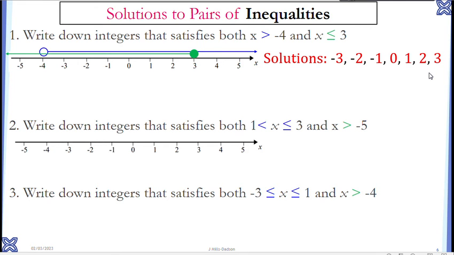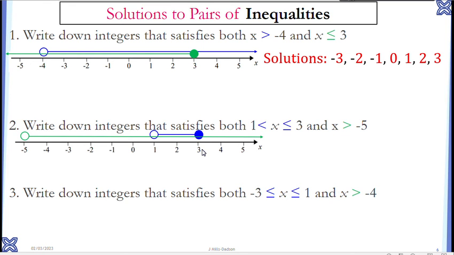Let's look at the second one. x is bigger than 1 but less than or equal to 3. That's one inequality. And x is more than -5. We need to list solutions for both of them. So represent them separately. That is the first inequality. x is more than -5, so that's -5, and more than -5 all the way to the right. They overlap between 1 and 3.